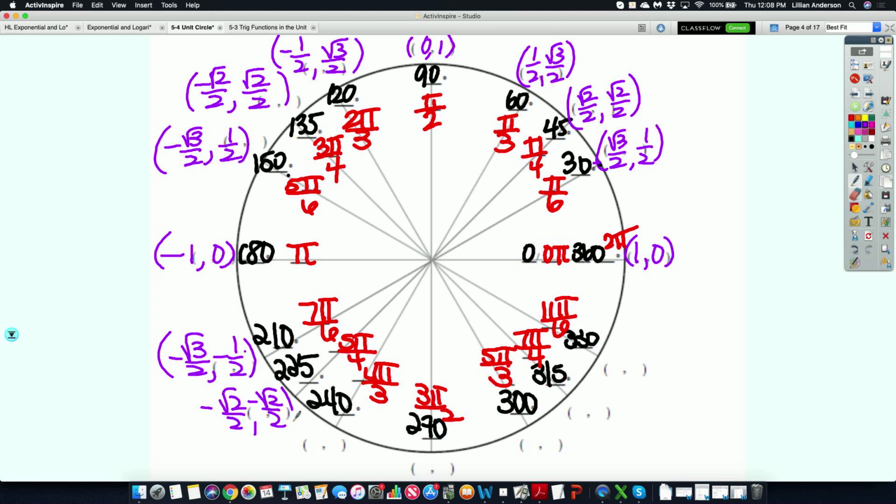Negative square root of 2 over 2, negative square root of 2 over 2. It lines up with 135, 225 does. 240 lines up with 120. What's the ordered pair there? They're both negative. Awesome. 270 matches up with 90, except now that I'm on the negative side, it's going to be 0, negative 1.